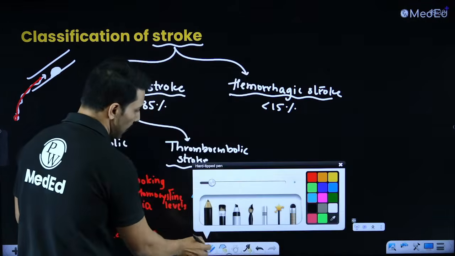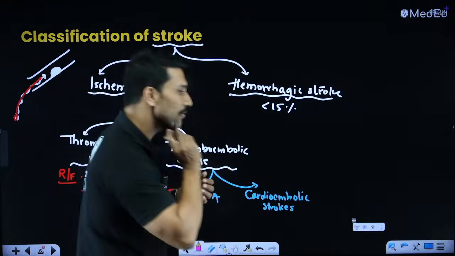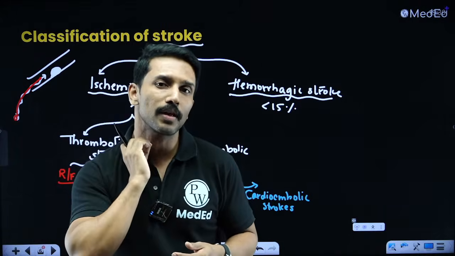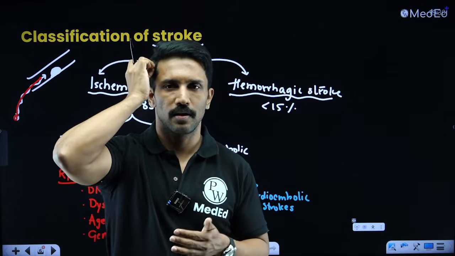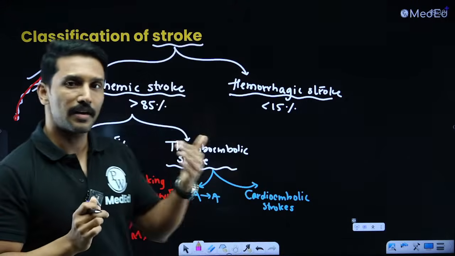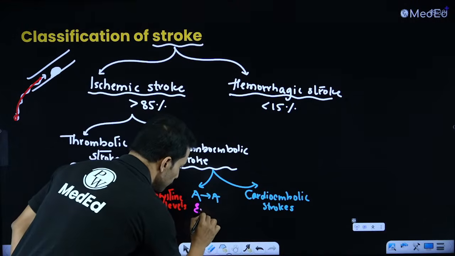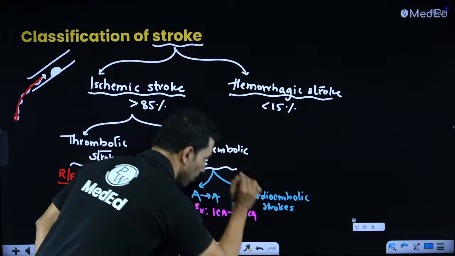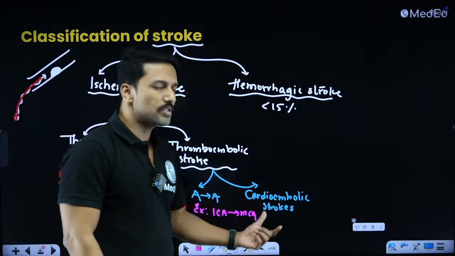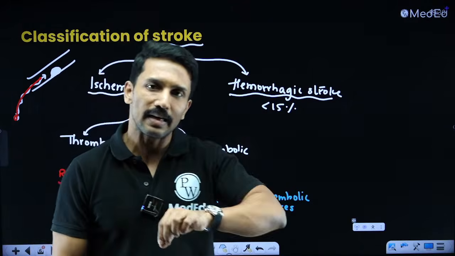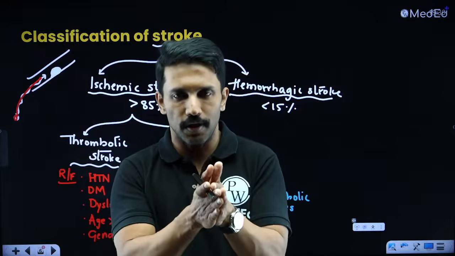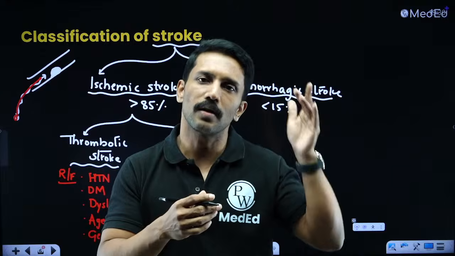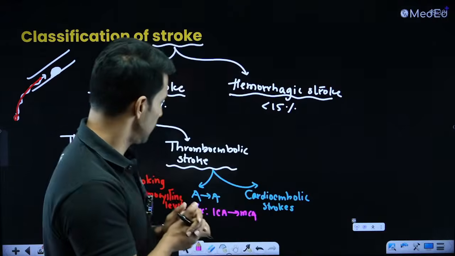Artery to artery embolism, a typical example I can quote is you can develop a clot in the internal carotid artery or a main carotid artery, and from there the clot can go to the middle cerebral artery or anterior cerebral artery. That is an artery to artery embolism. Example: internal carotid artery to middle cerebral artery embolism. Cardioembolic strokes, typically you develop a clot inside the chambers of the heart, most commonly left atrium. From there the clot can go to left ventricle to aorta to carotid artery to middle cerebral artery, right?